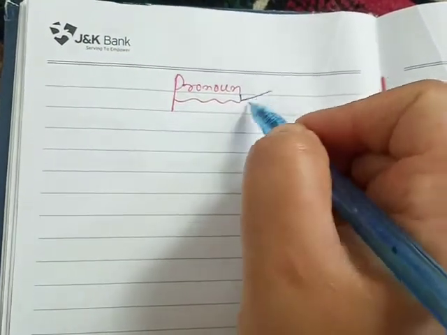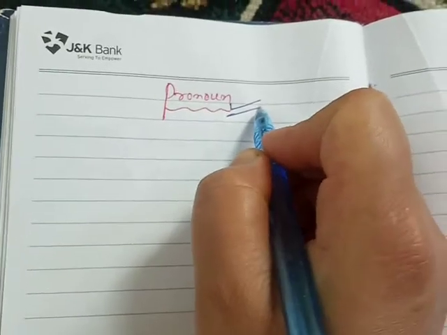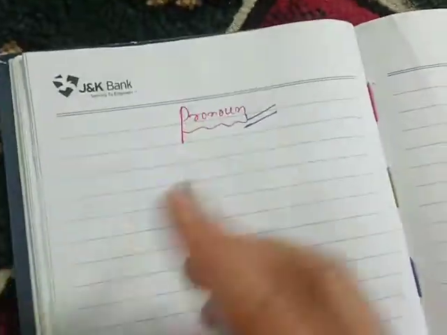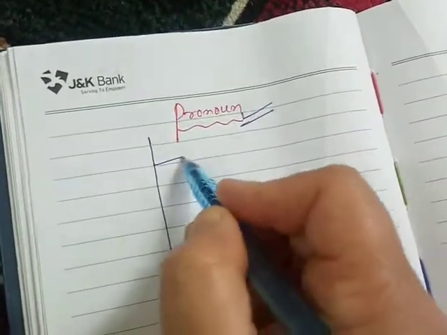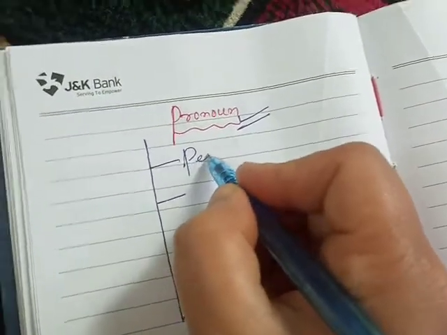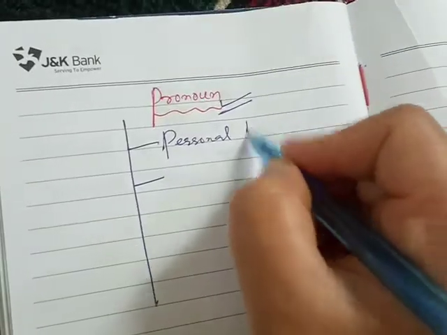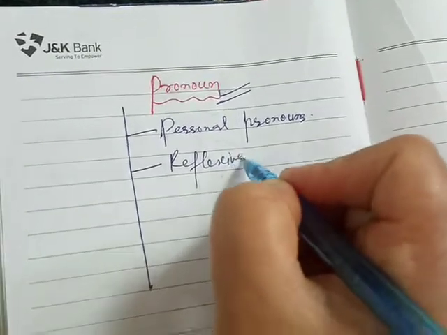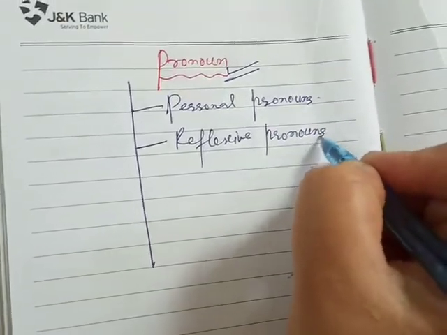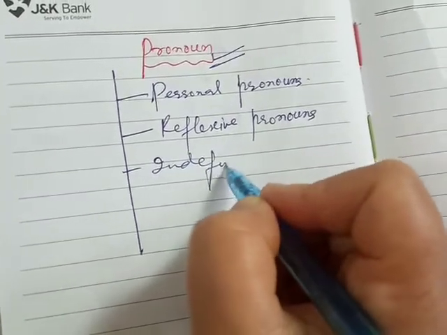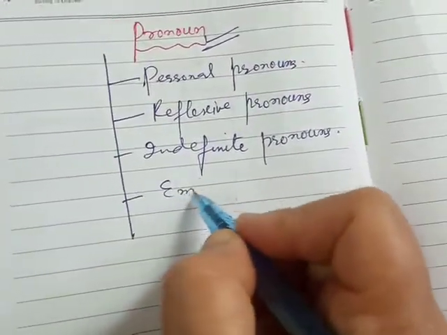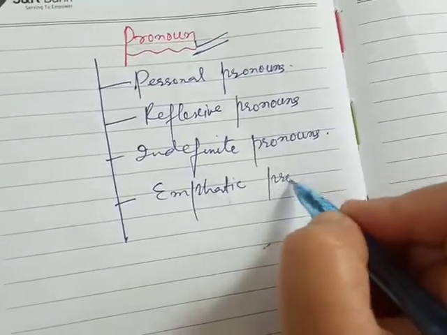In our previous lecture, we talked about pronouns. A pronoun is a word that's used in place of a noun, for example, he, she, it, they, etc. And we also discussed its four types: personal pronouns, reflexive pronouns, indefinite pronouns, and emphatic pronouns. We discussed these four types in detail.